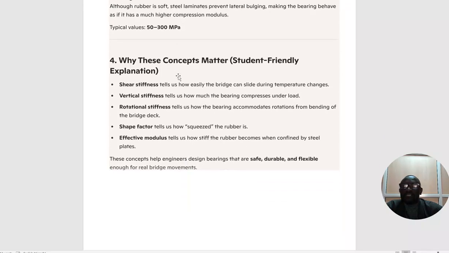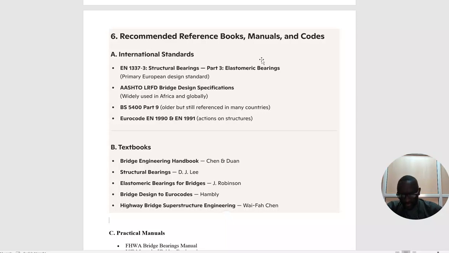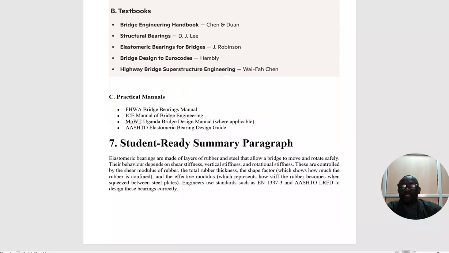The values are up here. Recommended literature: I also went further to get literature you can read, because that question was raised and I said I'll try something and share. So this is something briefly I can share. You have these international standards you can look at, and textbooks are also here, and then practical manuals. You can look at the ICE Manual of Bridge Engineering, the FHWA bridge bearing manual, and AASHTO elastomeric.